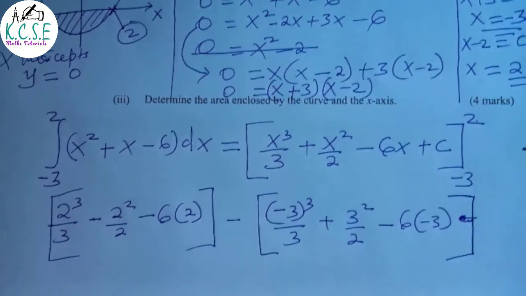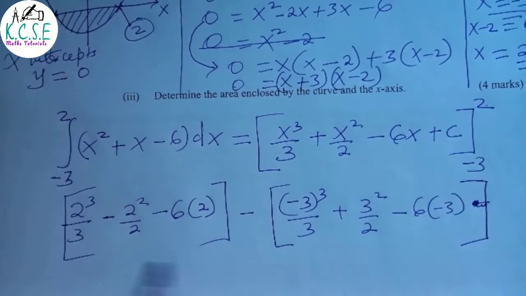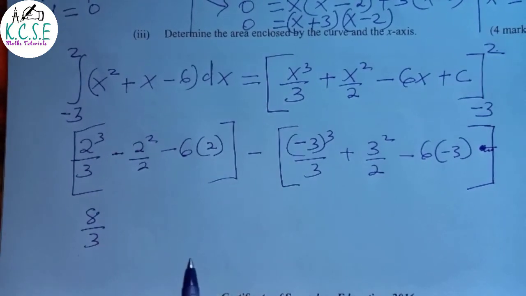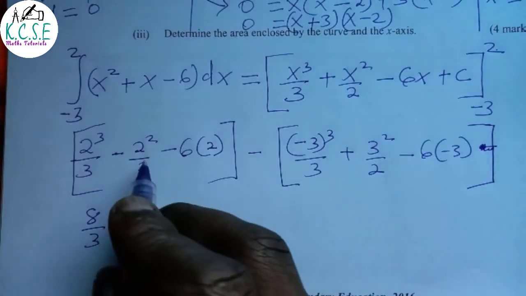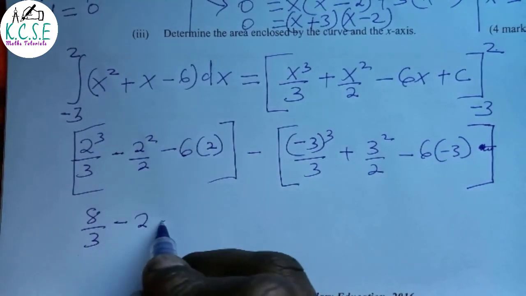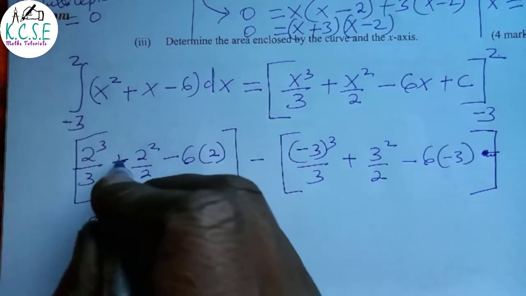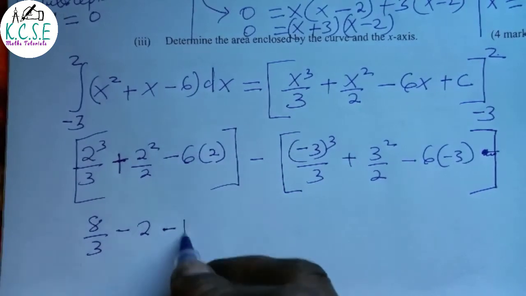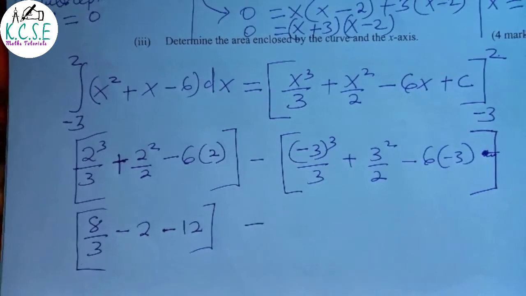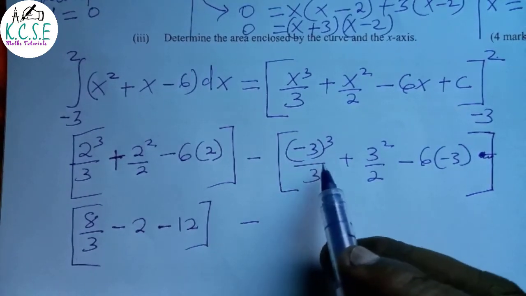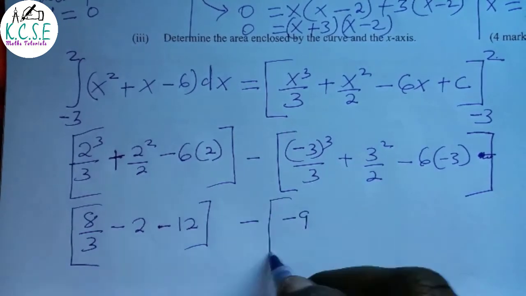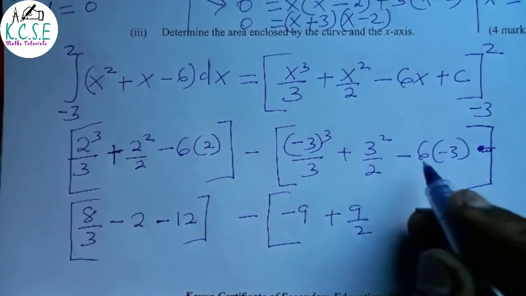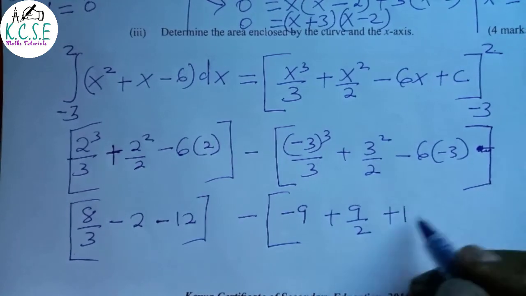So now you can work out. 2 cubed is 8, so 8 over 3 like that. Subtract, this is 4 divided by 2, you get 2. Then this is plus x, okay. Then subtract 12. Negative 3 cubed will be negative 27 divided by 3 to give negative 9. Then 3 squared gives 9 over 2. Then negative 6 times negative 3, we get positive 18.